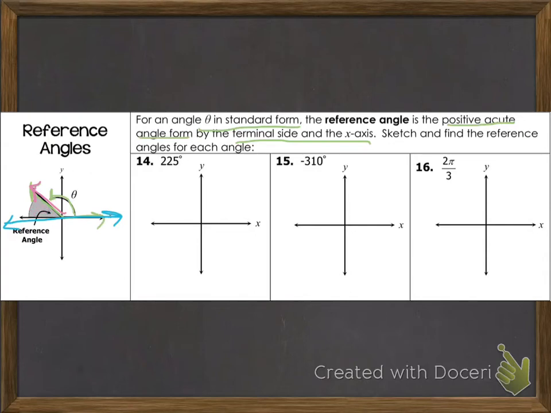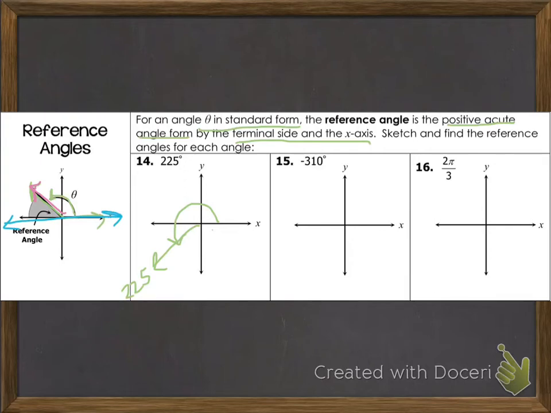So let's do a few examples here. For 225 degrees, let's start by just drawing that onto the surface. So let's see, we're going to go from about 90, 180, and 225 is going to stop roughly somewhere in quadrant 3. So we'll go ahead and draw that. So that's going to be 225 degrees. Put that in green.